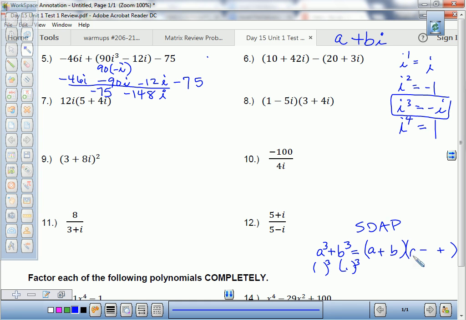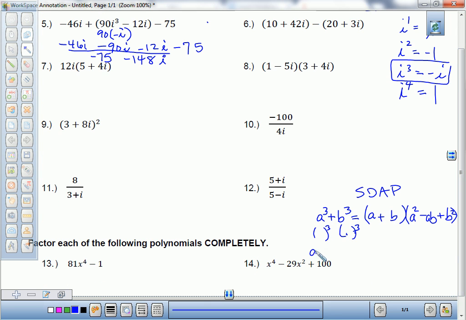Okay? So when we look at this, this has an i cubed. Well, i cubed is -i. So instead of 90i cubed, we want to think about this as 90 times -i. Well, 90 times -i is just -90i. And this is a plus, so I'm not going to change any signs.